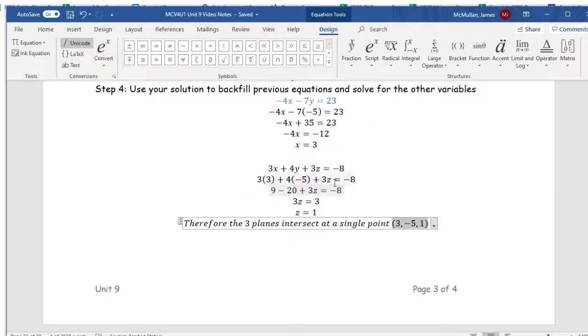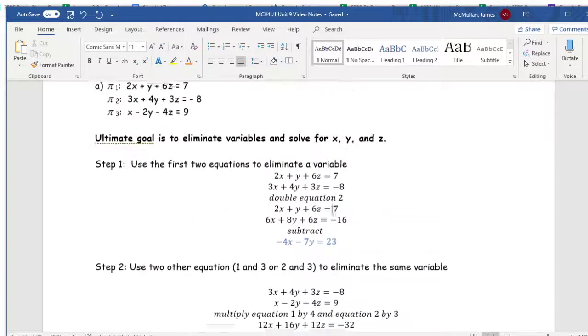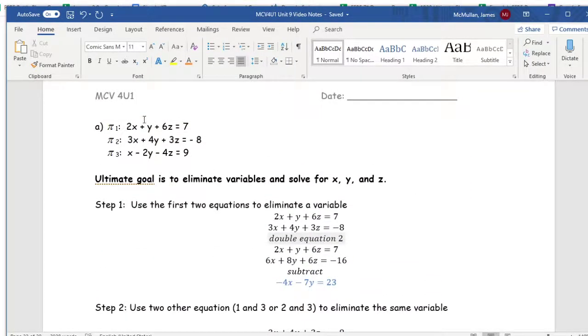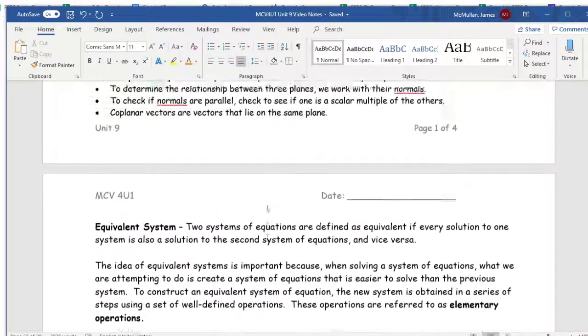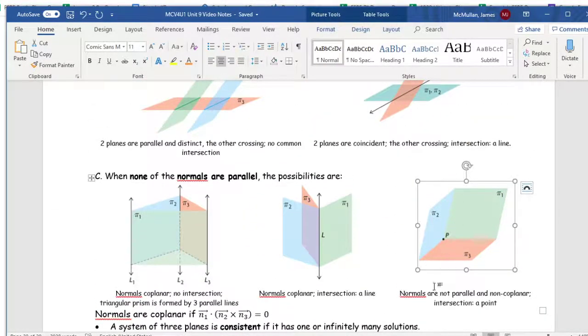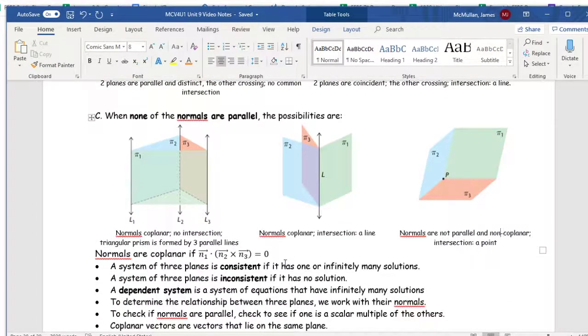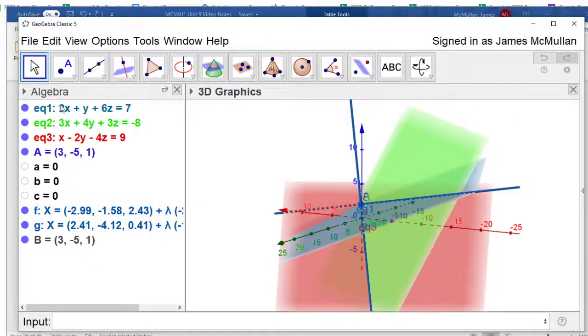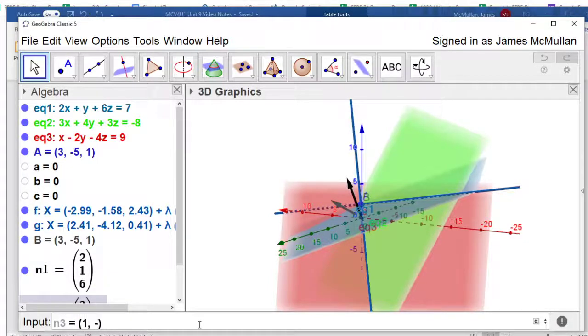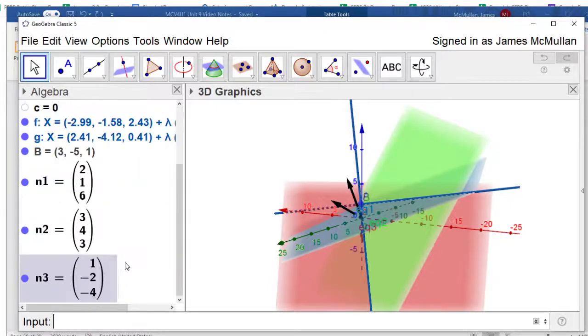Okay, so this is good. Now, again, I told you that you could only get this system if the normals are not parallel and they're not coplanar. So they're certainly not parallel because you have 2, 1, 6 and then 3, 4, 3. There's no way to make those parallel. But let's just show that they're not coplanar either. So n1 is 2, 1, 6, n2 is 3, 4, 3, n3 is 1, negative 2, negative 4.